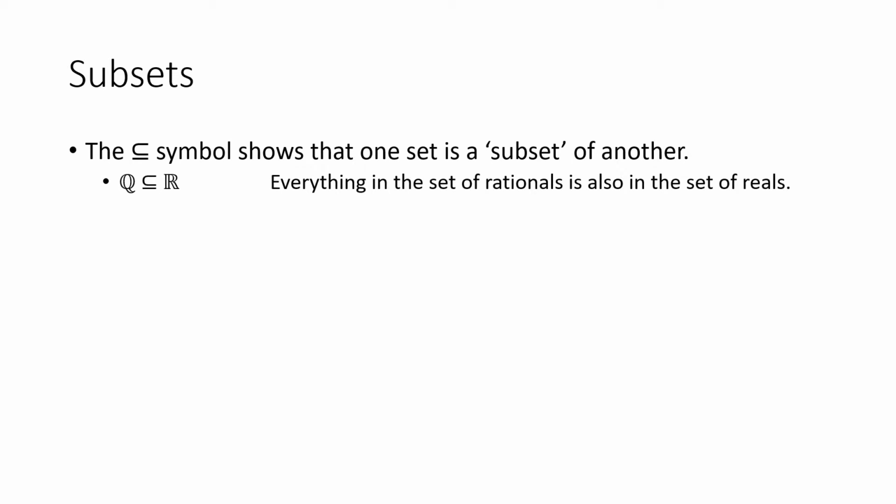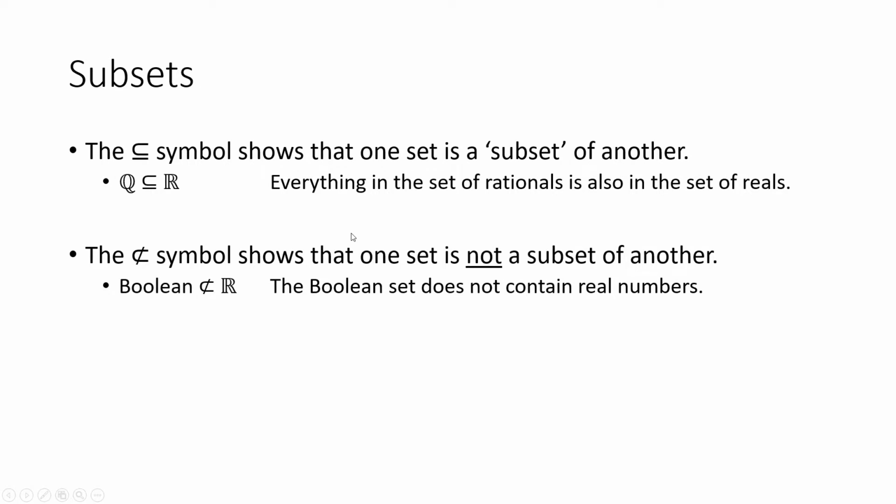Next up, we've got subsets. There's the symbol for subset there. So a subset shows that one set is contained within another set. So everything in the set on the left is also in the set on the right. For example, every rational number is a real number. And of course, just the same as before, you can put a slash through it to show that it's not a subset. For example, the set of Booleans is not a subset of real numbers. Booleans are not real numbers.